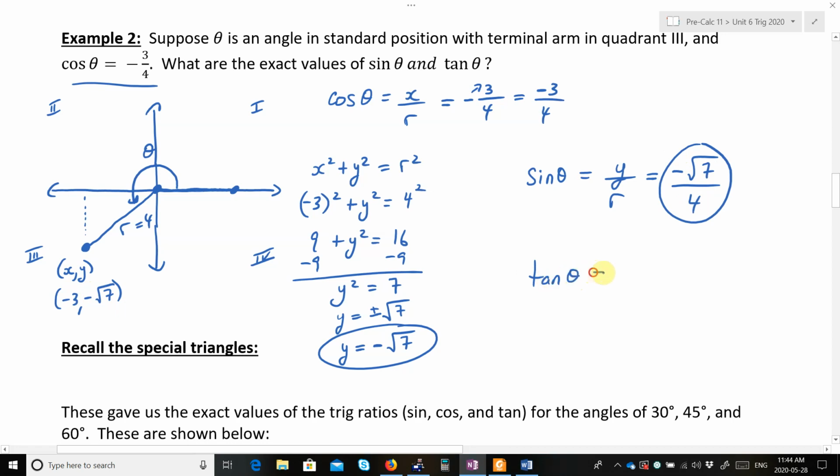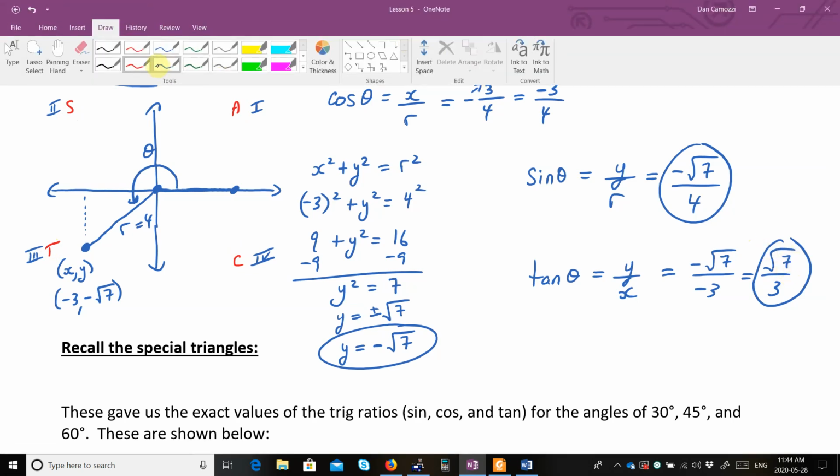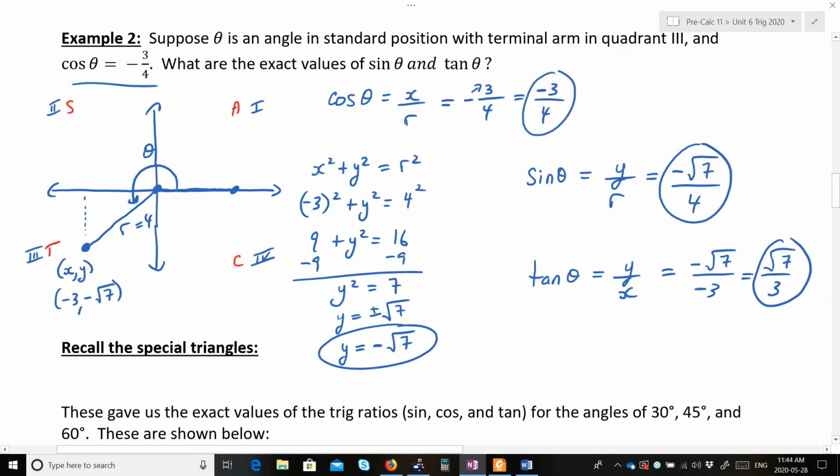And tan theta is y over x. So we would get negative root 7 over negative 3. Negative divided by negative is positive. And there's our expression for tan theta. And again, if we check out the CAST rule, the only one that should be positive in that quadrant is tan, and that's what we get for our ratios. Okay, notice that the cos one is negative, sine is negative, the tan ratio is positive.